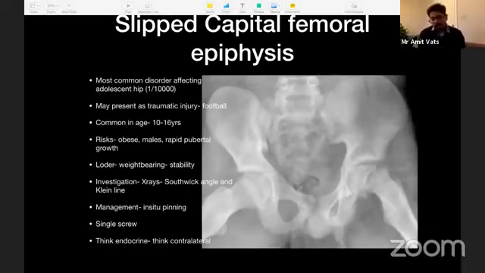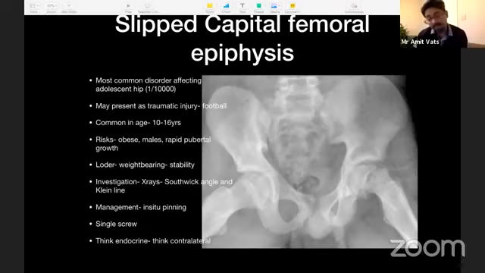The other condition that is absolutely critical to investigate and diagnose and make sure you don't miss is SUFE, or slipped capital femoral epiphysis, especially in young teenagers or adolescents. It is the most common disorder affecting the adolescent hip. Incidence is about 1 in 10,000.